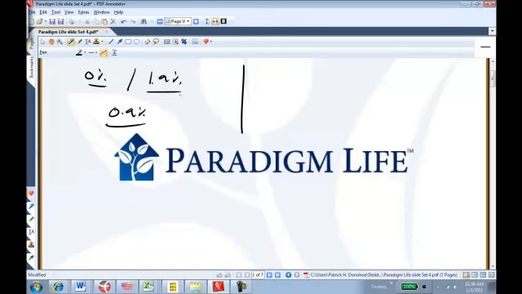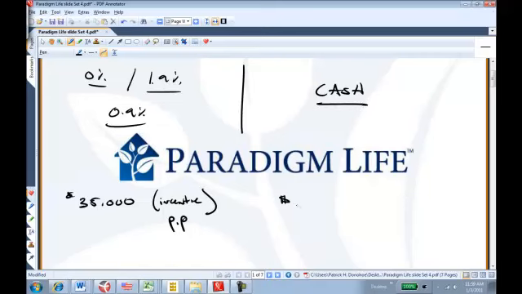So the way I'm going to do that math is based on, right here we'll use a $35,000 purchase price with the incentive, I guess we can call it, incentive purchase price. Okay, and then let's look at the cash price. So the cash price would be, let's say in this case, $31,000. So it's basically a $4,000 difference.